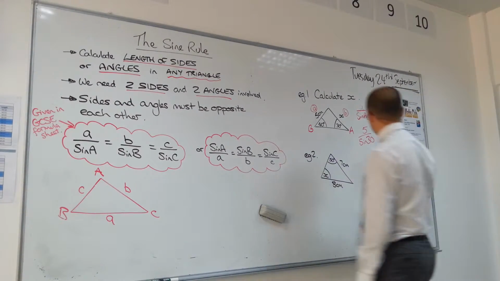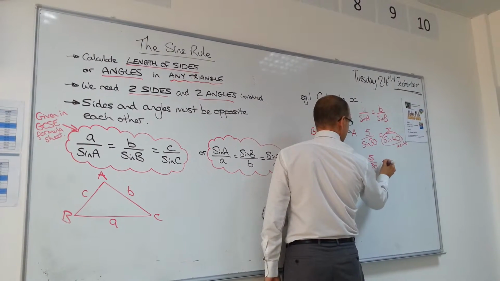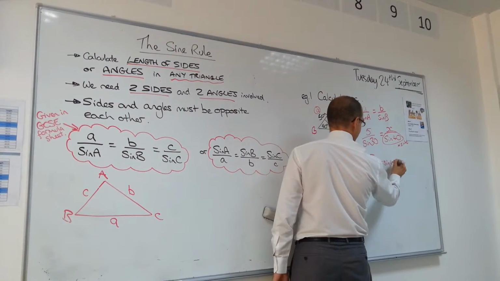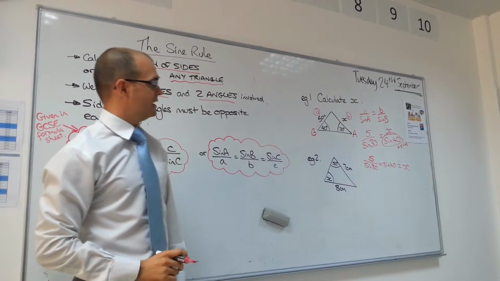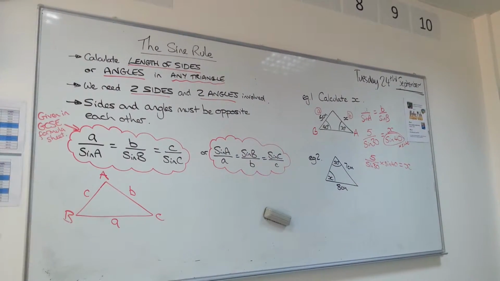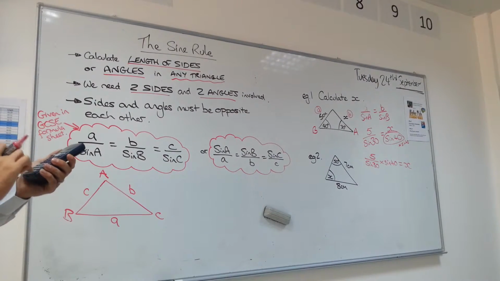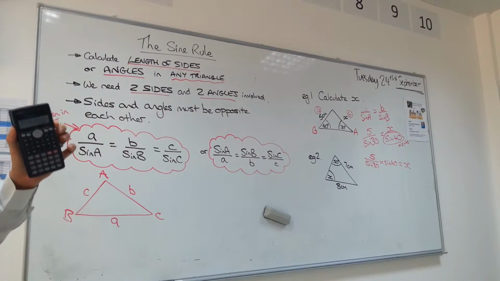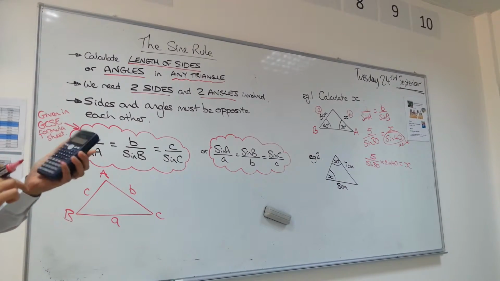So that is going to leave me with 5 over sin 30 times sin 40, and that will leave me the side X. If you're going to type it into your calculator, my advice is first of all do 5 divided by sin 30. You get an answer for that, which is 10. Then multiply that by sin 40.